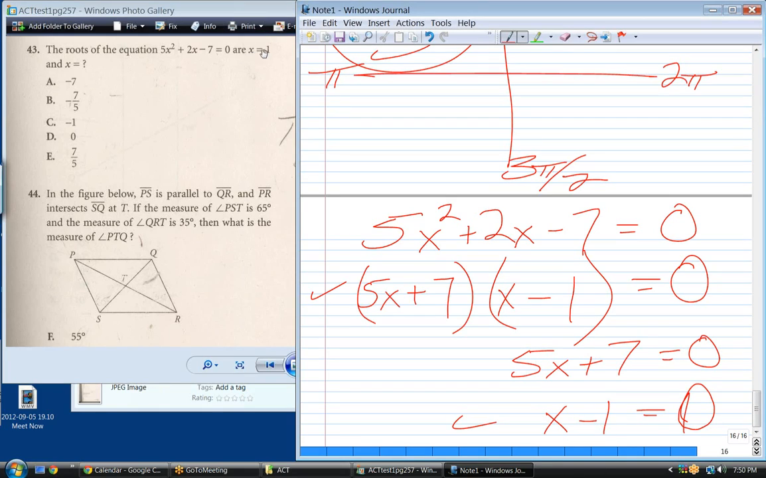Well, they gave us x equals 1 to begin with. So that told us that one of these factors was x minus 1. In other words, this information, x equals 1, tells us this factor. Once we have this factor, coming up with the other one's pretty easy. We don't even have to do any trial and error. If one of the factors is x minus 1, the other one has to be 5x plus 7. So if 5x plus 7 is equal to 0, what is x equal to?